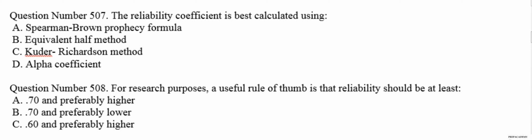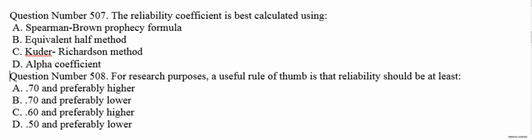Question number 507. The reliability coefficient is best calculated using A, Spearman-Brown prophecy formula. B, equivalent half method. C, Kuder-Richardson method. D, alpha coefficient. The correct answer is option A, Spearman-Brown prophecy formula.